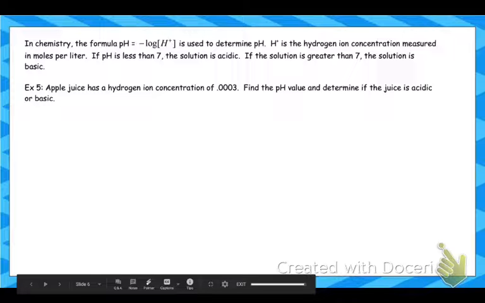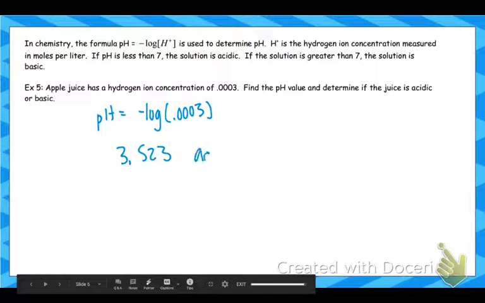So to find that pH value, it's pretty simple. I'm just going to plug it in. And again, this really is just showing you guys some examples of things that really are log-based in the real world. Plug that straight into a calculator, and it tells you your value, which is 3.523, which means that this solution is acidic.